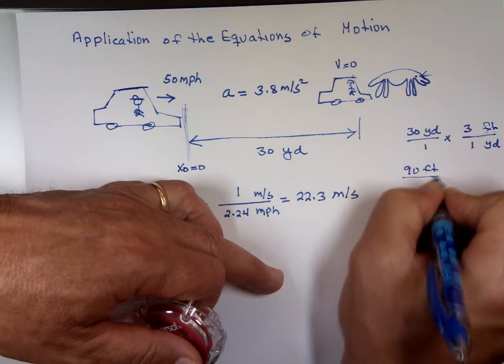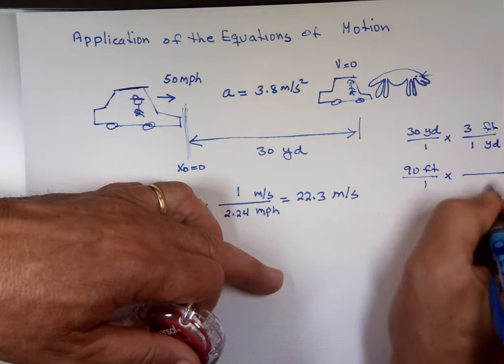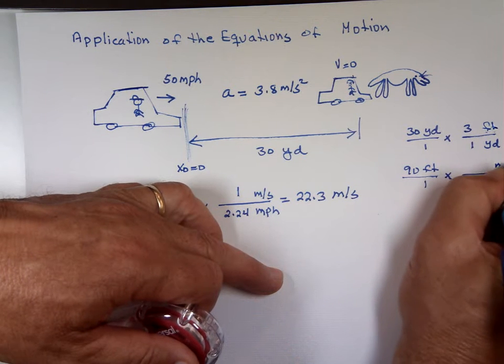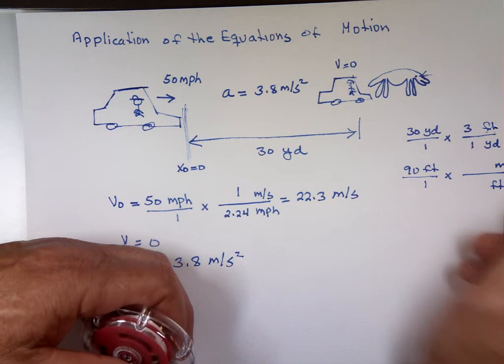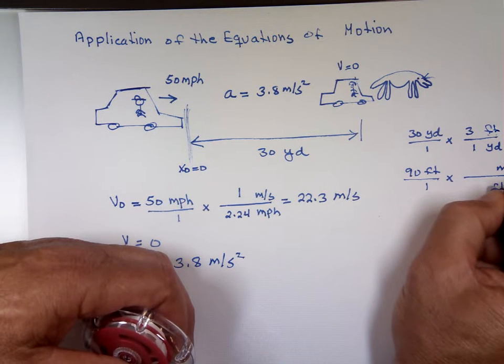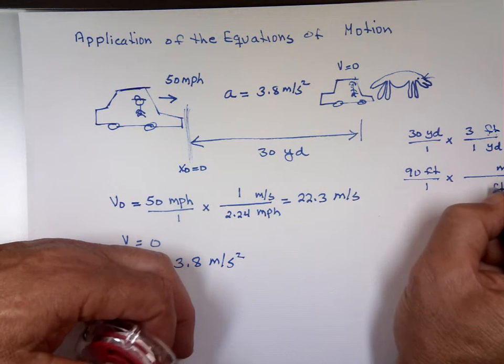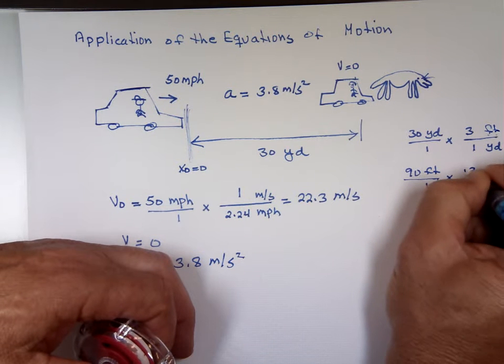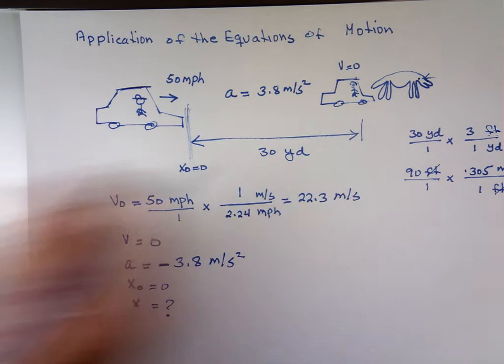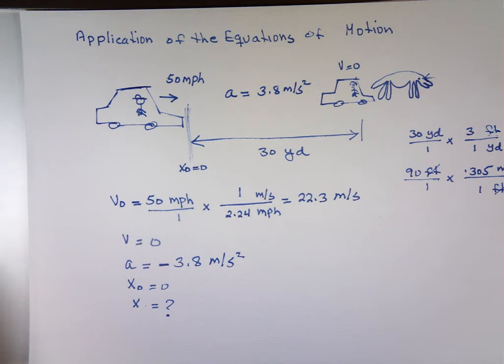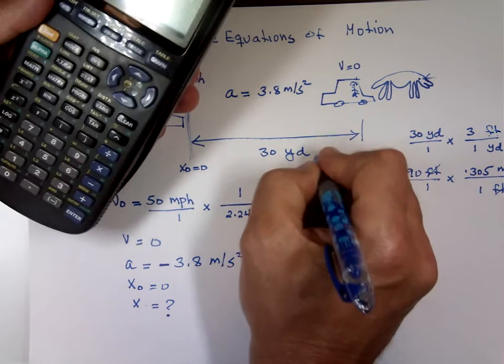Now let's go from feet to meters. 1 foot would be 0.305 meters. So 90 times 0.305 is 27.45 meters.